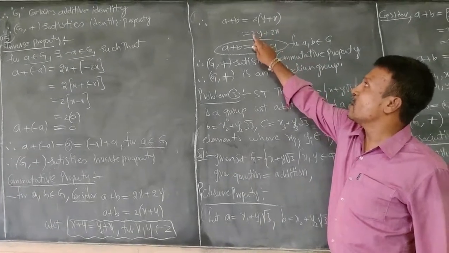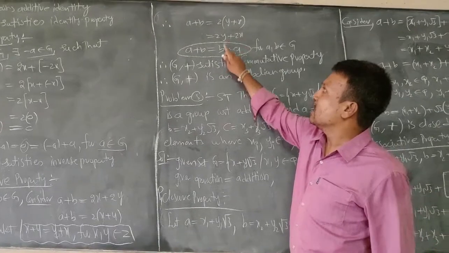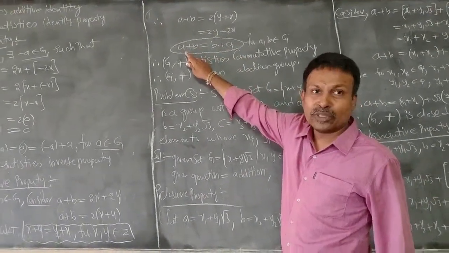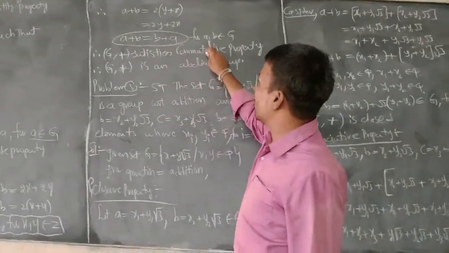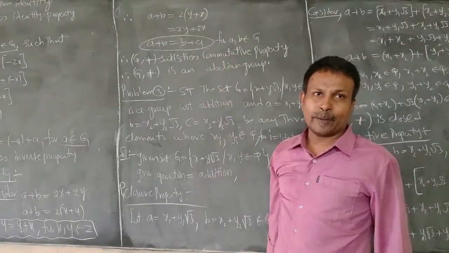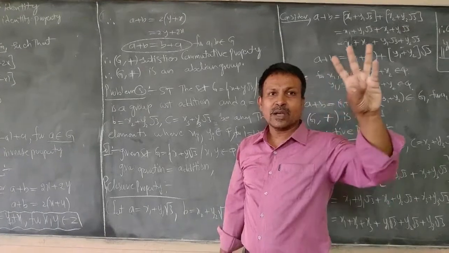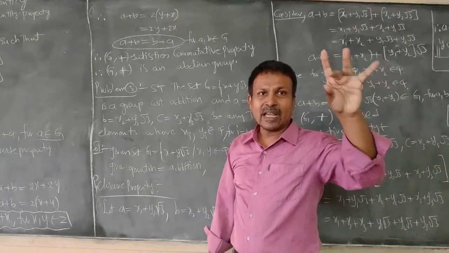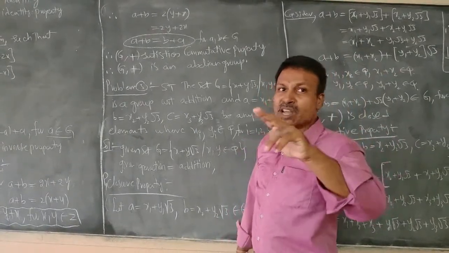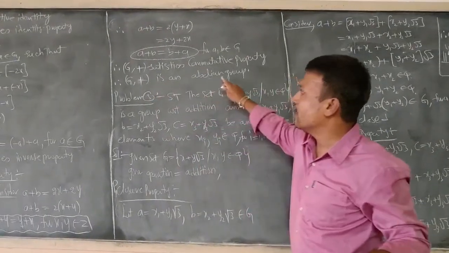Here we multiply 2 with y and 2 with x. We get 2y plus 2x. Here, instead of 2y, we can write b, and instead of 2x, we can write a. Therefore, we have proved that a plus b is equal to b plus a for a, b belongs to G. Therefore, G comma plus satisfies the commutative property. So in this problem, on the whole, we have proved the 5 properties: closure property, associative property, identity property, inverse property, and commutative property. Therefore, in general, the main conclusion is that G comma plus is an abelian group.